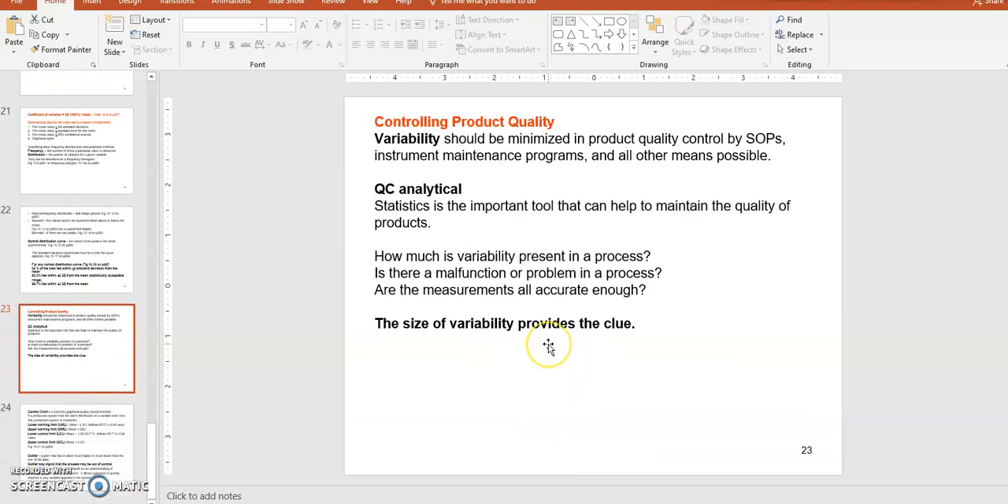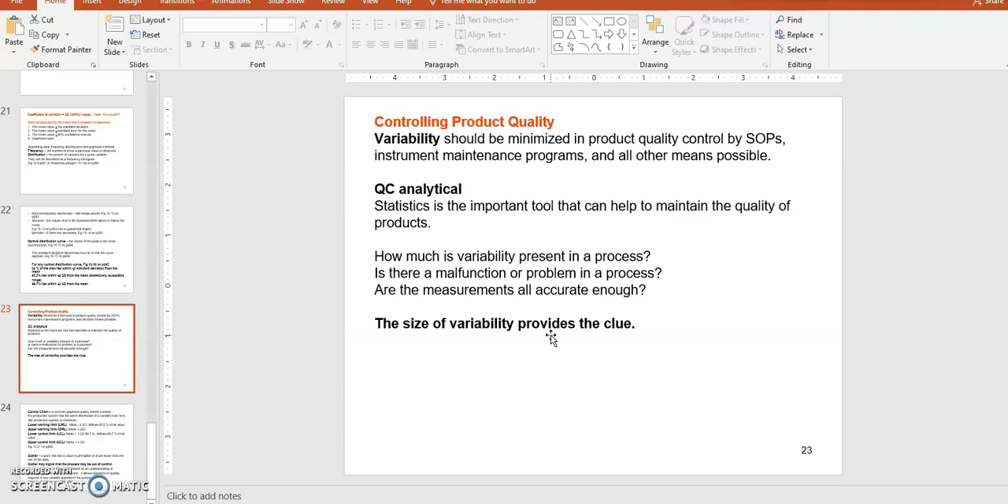And finally, controlling product quality. Like I said, the quality is measured how close your products are in meeting the specification. And your product should have the same quality over and over. Whoever makes those products, whatever the materials, batches that are used, they should meet the specification the same way, right? That's very important. So variability should be minimized in your product quality, of course.